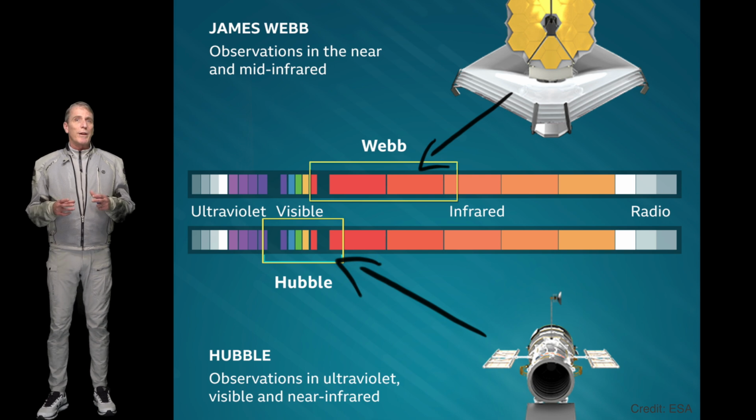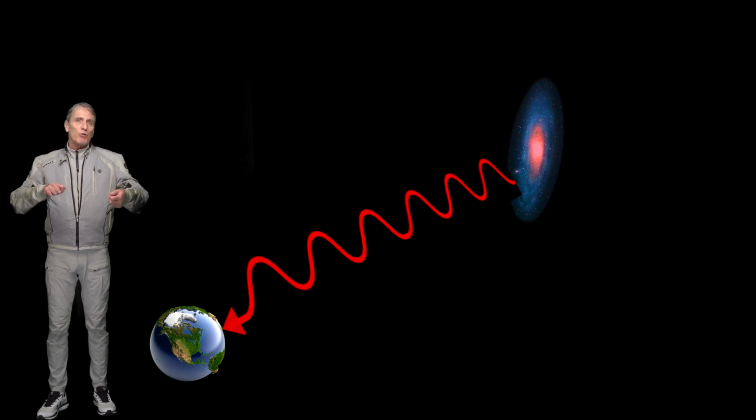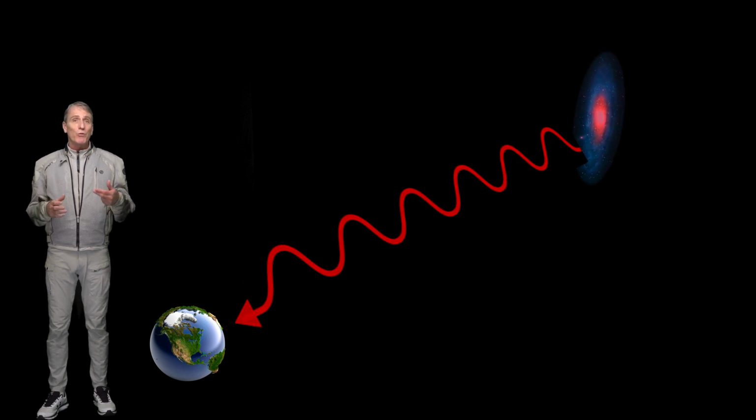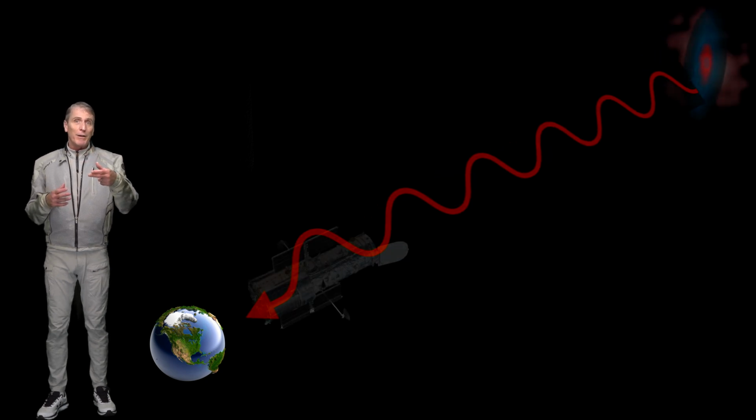The reason why infrared is critical when looking at objects far away is because the universe is expanding. And this has the effect of stretching light waves. As light waves stretch, they become red, and then they eventually disappear. And this is the reason why the farthest objects visible to the Hubble look like red blobs.